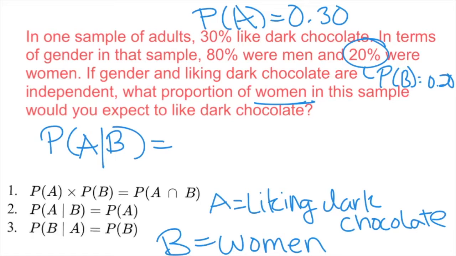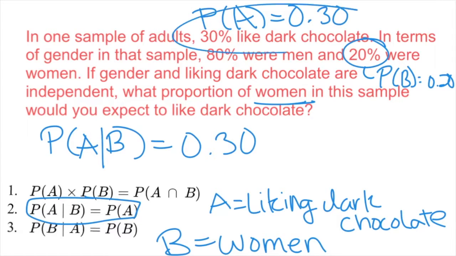Well, if these are independent events, then the probability of A given B would equal the probability of A, which is 0.30. Another way to look at this problem is that if gender and liking dark chocolate are independent events, then it doesn't matter if you're a man or a woman. The probability that you'll like dark chocolate is always going to be 30%.